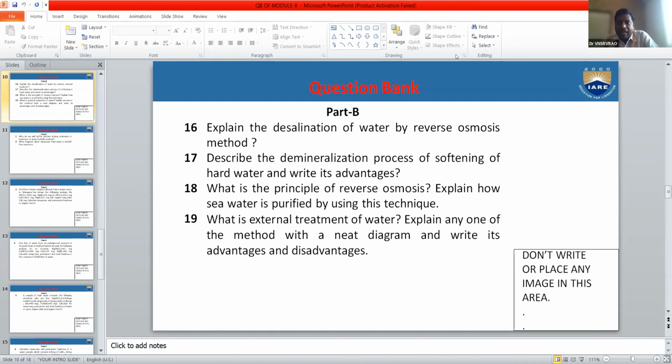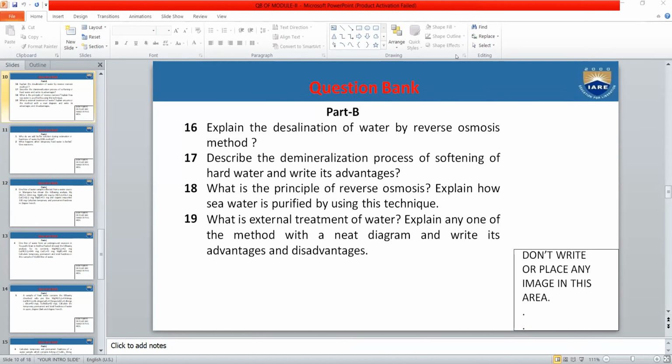The example of the external treatment of water is the ion exchange process, and it contains two columns. One is the cation exchanger column and the second one is the anion exchanger column. By using the cation exchanger column, we remove the cationic hardness from the sample of hard water, like calcium 2+ ions and magnesium 2+ ions, whereas the anion exchanger column is used to remove the anionic hardness from the sample of hard water, like chlorides, sulfates, carbonates, bicarbonates, nitrates, etc.